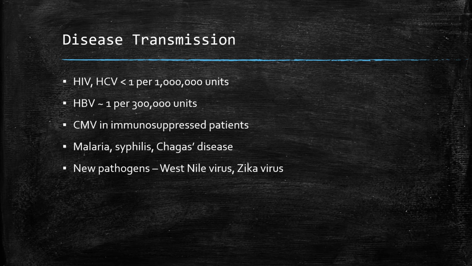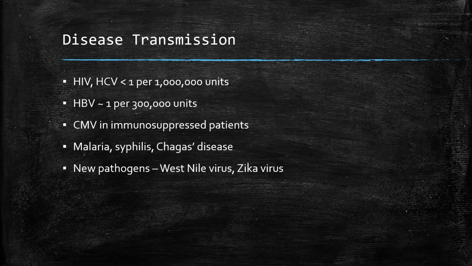Disease transmission is always going to be a concern with any transfusion product. Fortunately, the blood supply in 2021 is probably as safe as it's ever been, but still, it's not completely safe. HIV and hepatitis C occur approximately once per every million units transfused. Hepatitis B is a little bit more frequent at one transmission per every 300,000 units transfused.